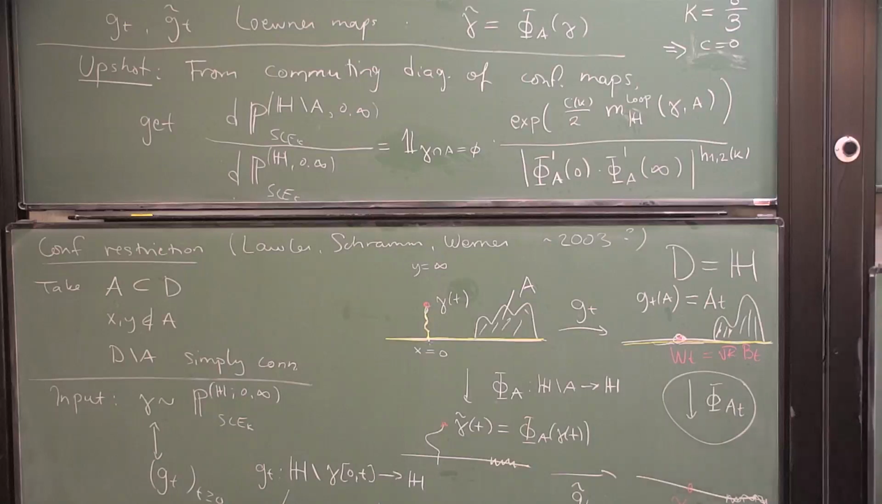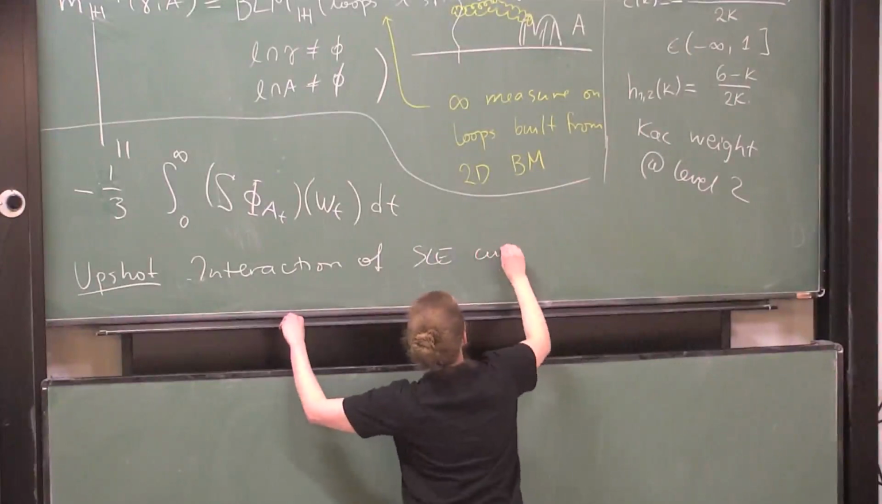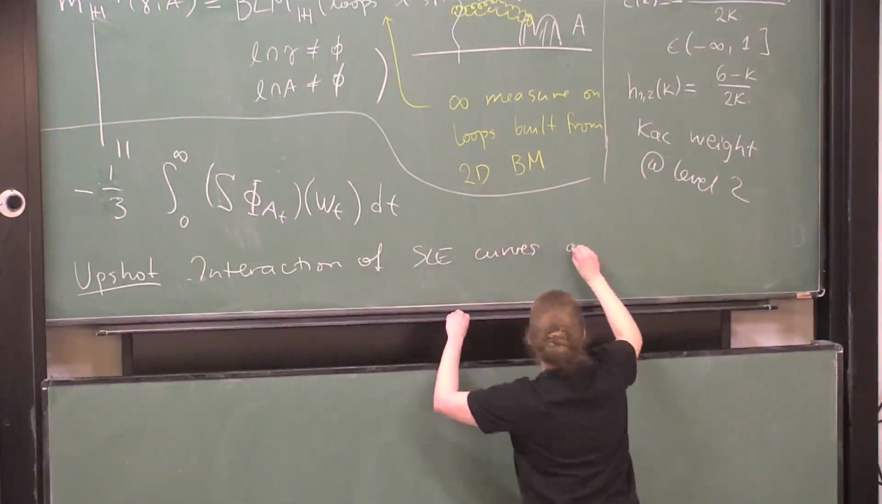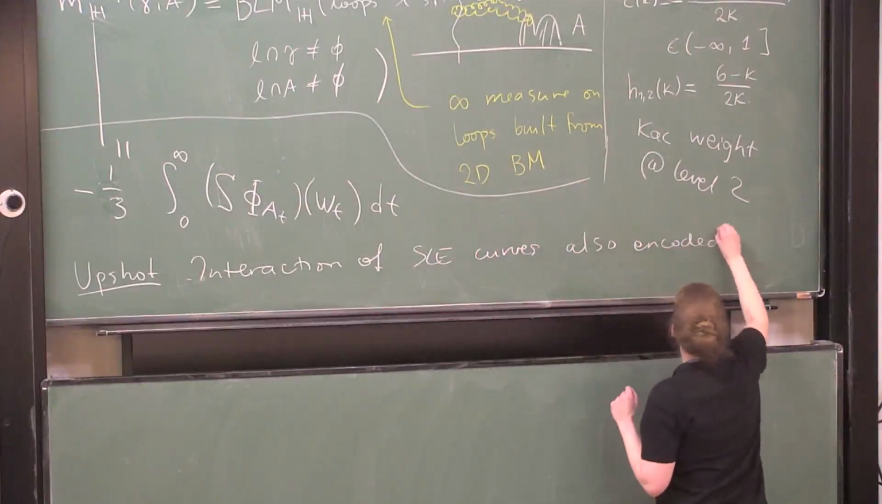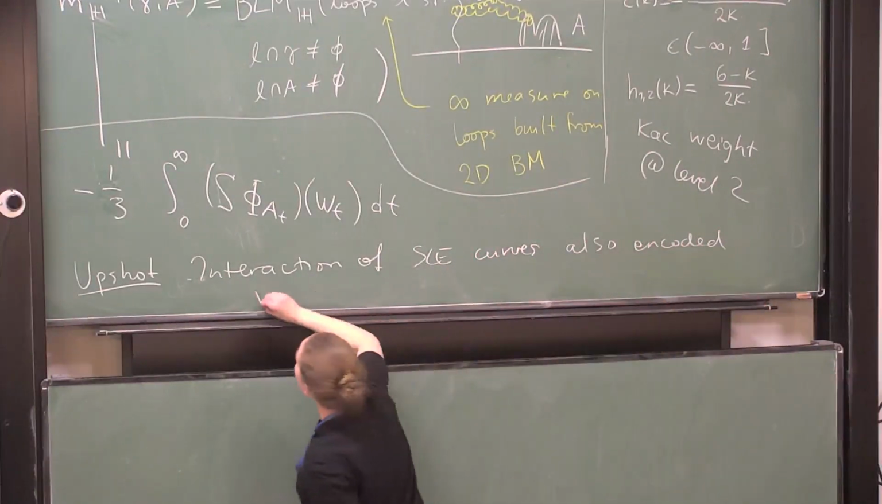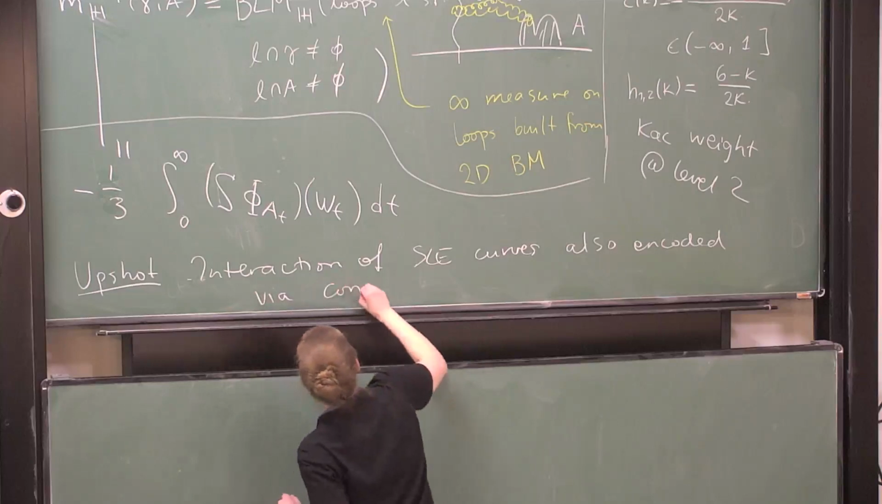So somehow the upshot is that interaction of SLE curves should also be encoded in this way, somehow via this conformal restriction property.